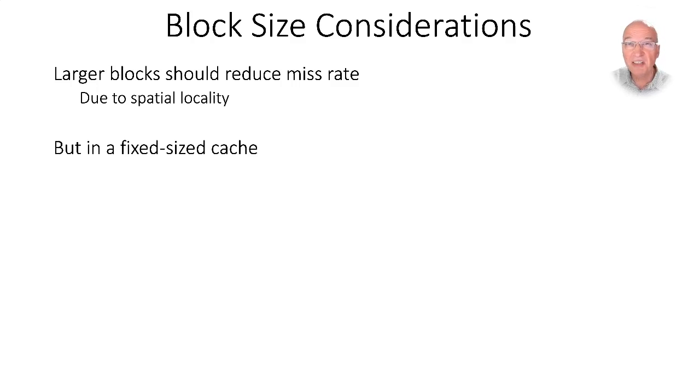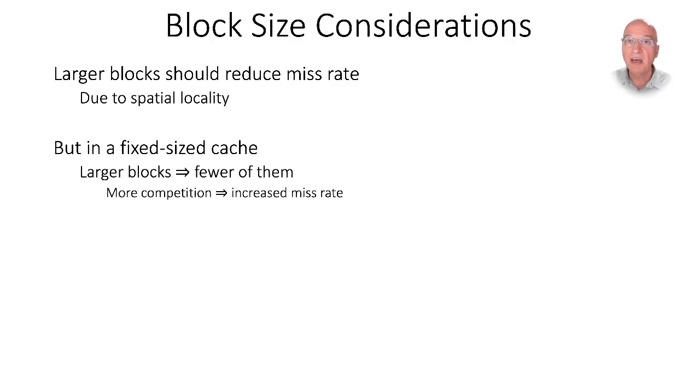However, if I have a fixed size cache and I make larger blocks, I'm going to have fewer blocks in the cache because the amount of space that I have in the cache is fixed. So I divide that space into fewer blocks. So I have more competition for the blocks that I have, which will increase the miss rate. So there is a sweet spot for the block size, just like there is a sweet spot for the associativity.